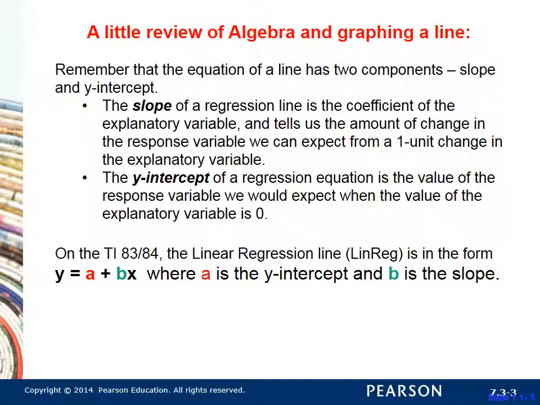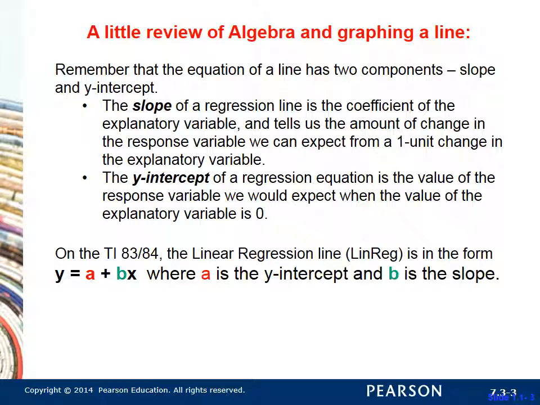So that's what a slope is. Remember, it was a ratio of rise to run from your Algebra 1 class a long time ago. The y-intercept of this regression equation is the value of the response variable, or the y variable, we would expect when the value of the explanatory variable, the x, is 0. So if you dig back in your memory to Algebra 1, if you kind of visualize this grid on an XY axis, the y-intercept is up on the y-axis because that's where the x value, the explanatory variable, is 0.